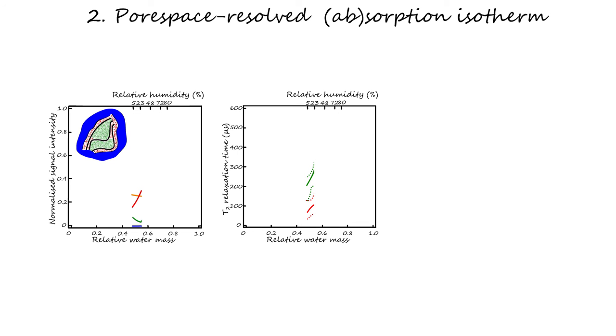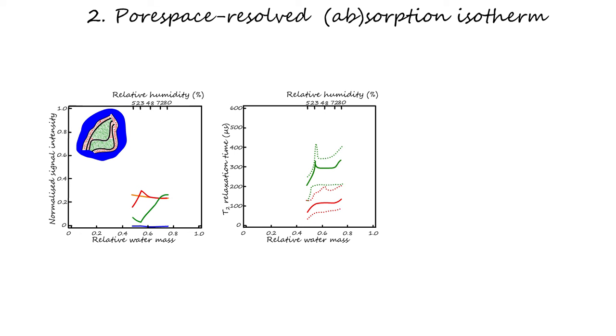The T2 relaxation times behave comparably. Relaxation time of the interlayer increases, as does the relaxation time of the gel pores. As adsorption continues, the interlayer intensity, red, decreases again, while the gel pore intensity increases. The solid intensity, orange, decreases only slightly. In this region, the relaxation times of gel, green, and interlayer, red, pores remain approximately constant.